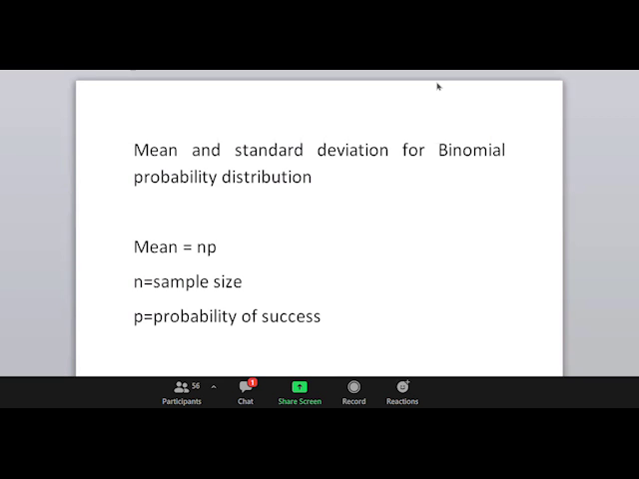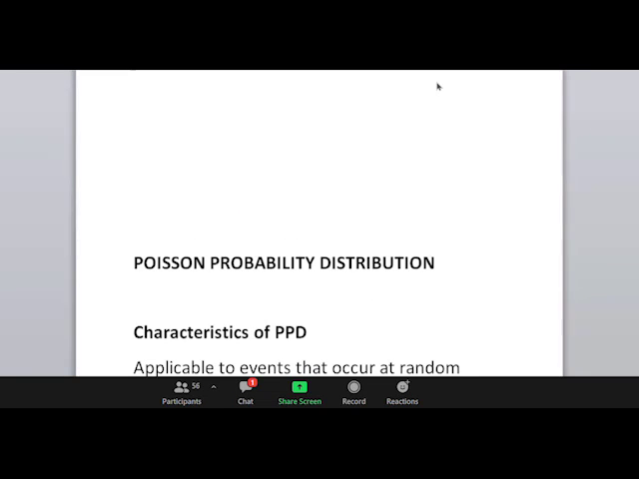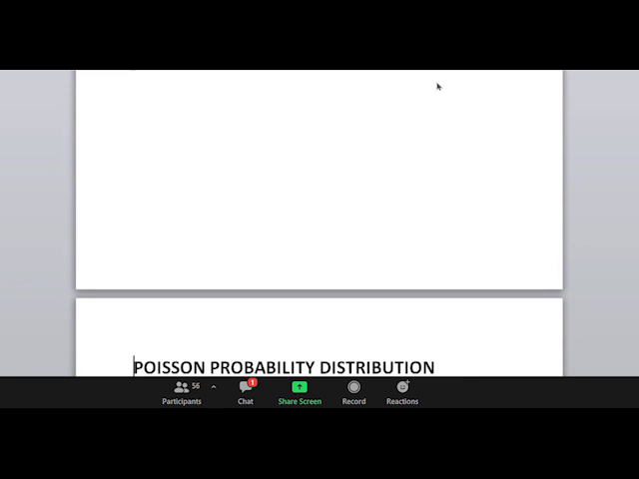Okay, so we go on to today's focus now. That is another discrete probability distribution. That is the Poisson distribution.